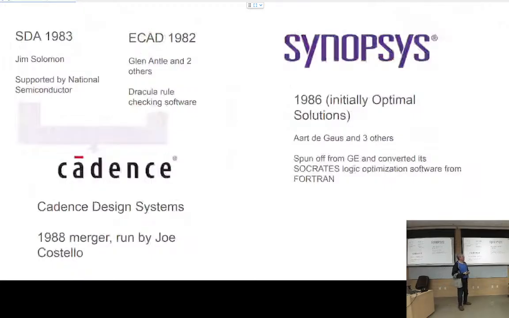And a company that spun out of General Electric had a software called Socrates. What Socrates did was you gave it a very complicated chip design in terms of switches, and it would apply a series of optimization rules. That's why they wanted to initially call it Optimal Systems. And they would give you a much smaller, faster circuit that would do the exact same thing that you wanted before.